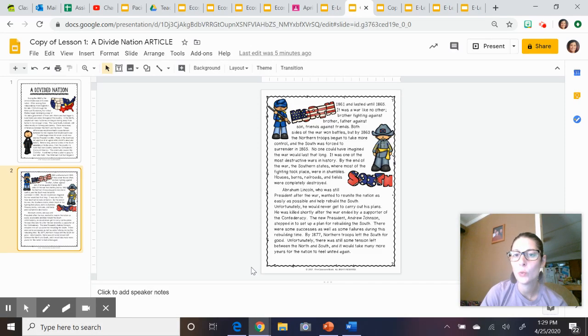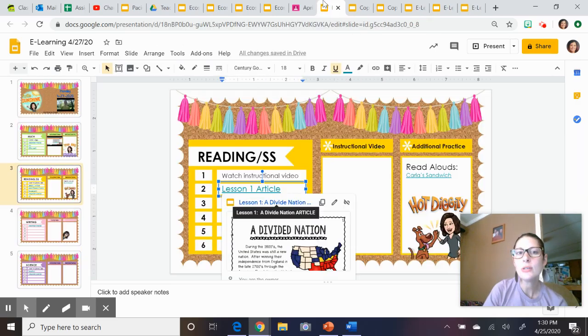The Civil War is one of the greatest wars that we can talk about for our age because it really ties into how you want to be when you grow up. How do you want your world to be when you grow up? And it's really just life changing learning about the Civil War. All right, so that was our Article 1.